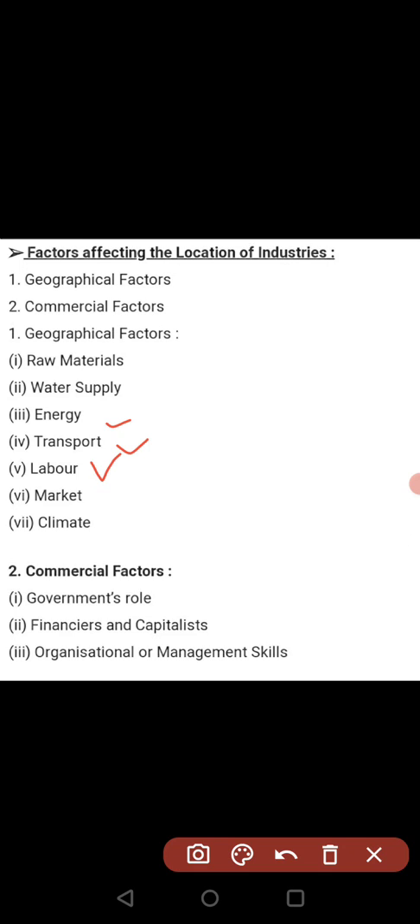As I told you, some goods are of perishable nature, so industry should be located near to the market, so that the finished goods can be transported immediately. The industry should also be located near that market in which the demand of its product is high.